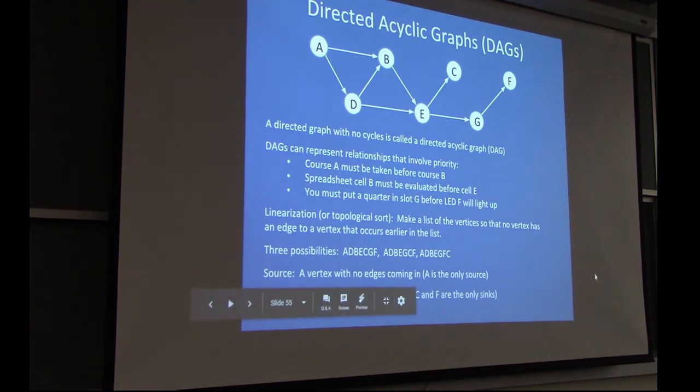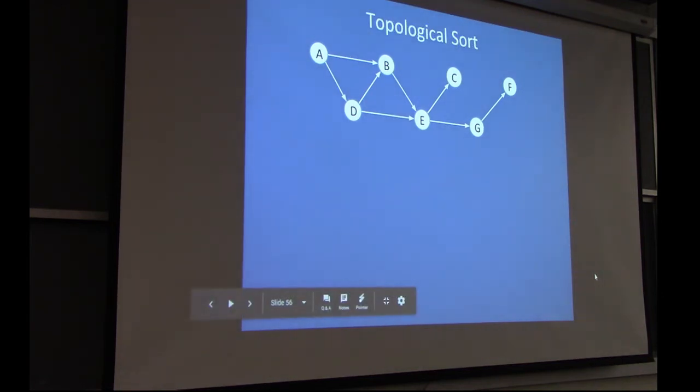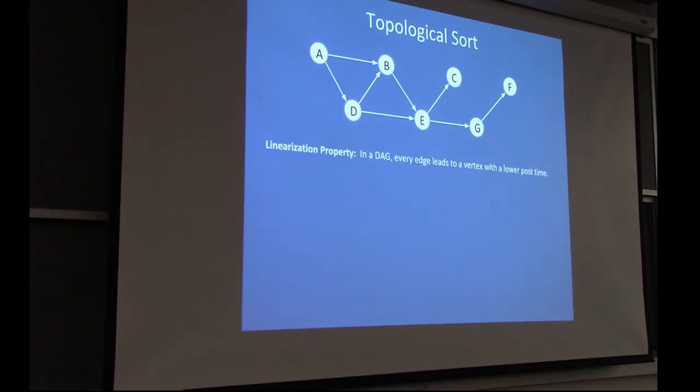That's what it says right there. So we need an algorithm to topologically sort a graph. And it turns out we can use that depth-first search algorithm to topologically sort a directed acyclic graph. And here's the property. In a DAG, every edge leads to a vertex with a lower post time.